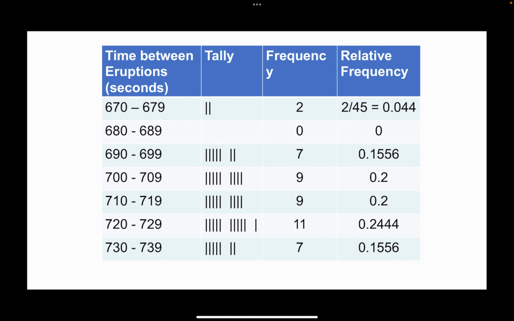Right, so here is my frequency table with the bins that I have, the classes that I have. I counted how many values I had in each of these classes, and I created my frequency table. And this is going to make it really easy to make my histogram. And then I made my relative frequency also, just in case I want to do a relative frequency histogram. So just grabbing one at random, you can see 20% of my eruptions of the Old Faithful geyser are between 700 and 709.